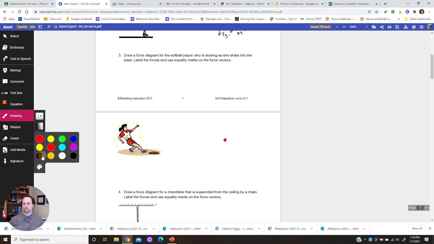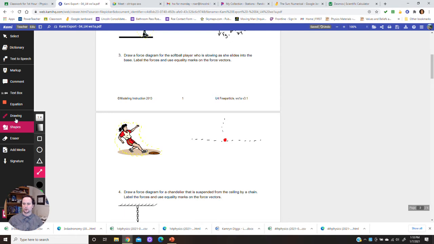We've got a coordinate axis we want to put up here first. Direction of motion, moving to the right. So we have a left-right axis, and an up-down axis.